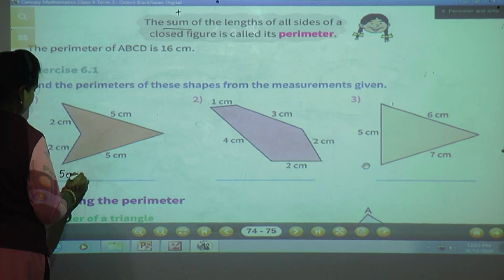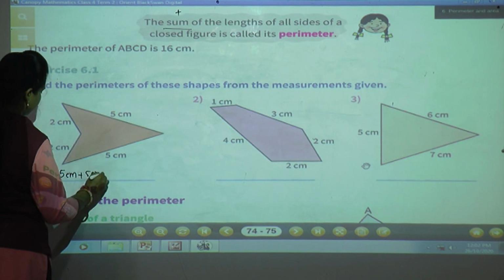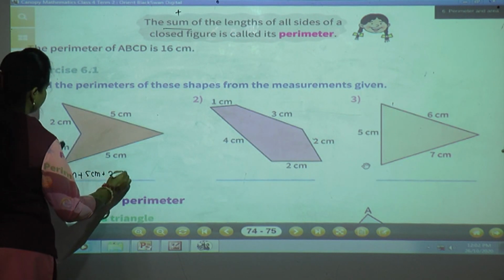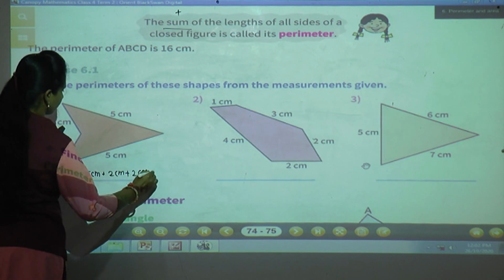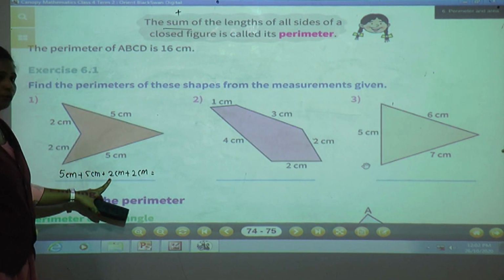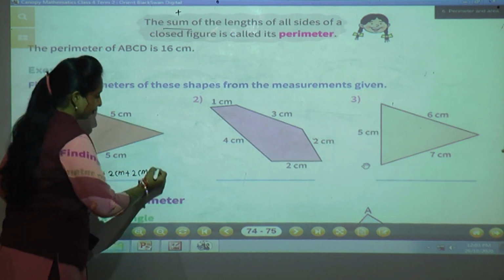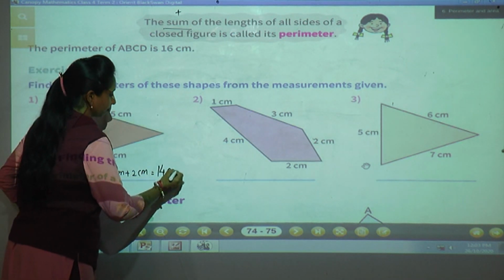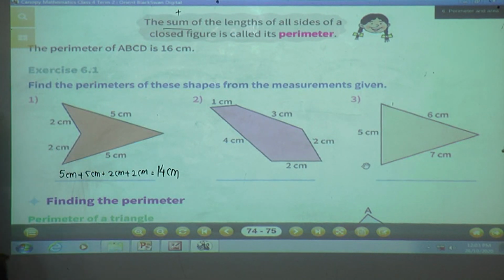5 centimeter plus 5 centimeter plus 2 centimeter plus 2 centimeter. Now add 5 plus 5, 10, 10 plus 2, 12, 12 plus 2, 14 centimeter. In this way you have to write.